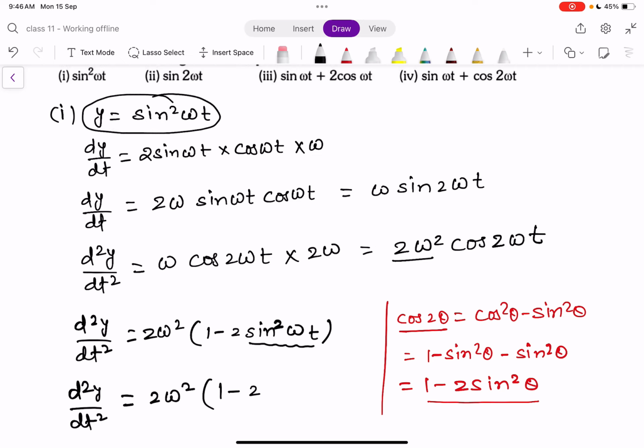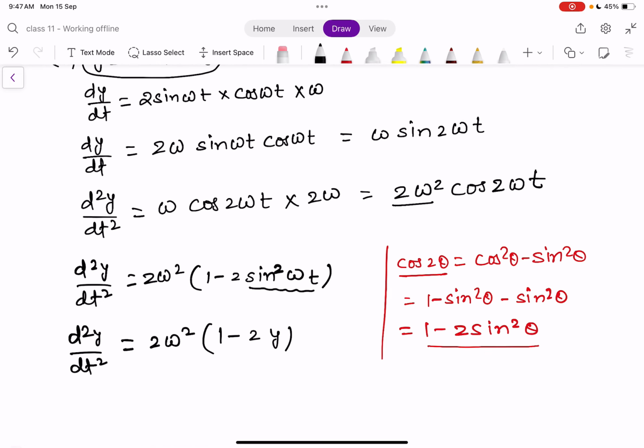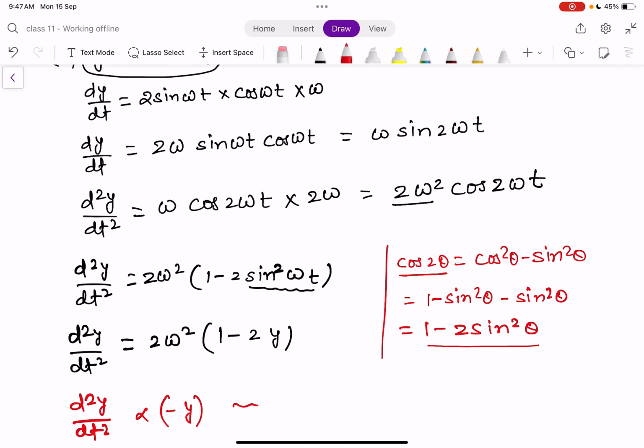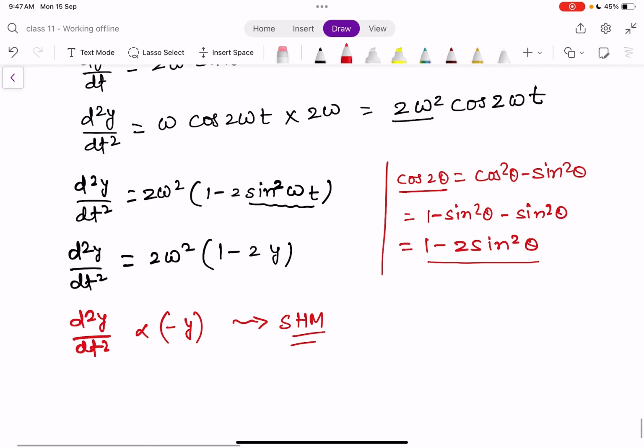Sin square omega t is equal to y. So we have d2y by dt2 as 2 omega square into 1 minus 2y. Children, from here you can see that d2y by dt2 is directly proportional to minus y. That means this equation is nothing but simple harmonic motion. This expression is the differential equation for SHM, when d2y by dt2, that is acceleration, is directly proportional to minus y. Alright, so this first one is an equation of SHM.